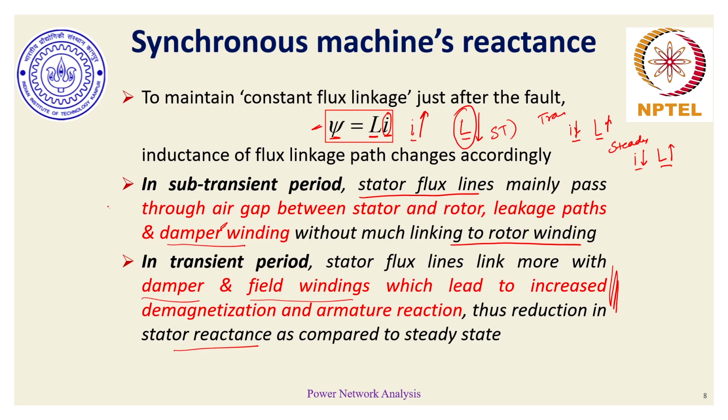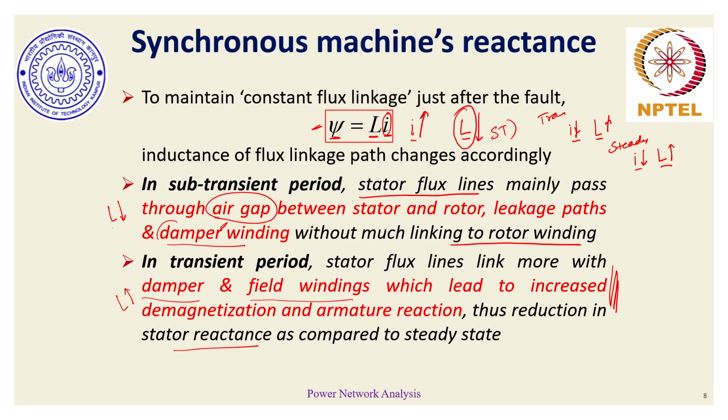So the value of L here is at its minimum because there is not much linkage to the rotor winding. Most of the flux is linking only to the air gap and some of the damper windings. In the transient period, the linkage effects have gone up, so the value of L tends to go up, because L basically is a linking effect between rotor and stator. And finally, in steady state, almost all the flux links to the rotor winding and field winding, and the corresponding value tends to go to its maximum possible value.